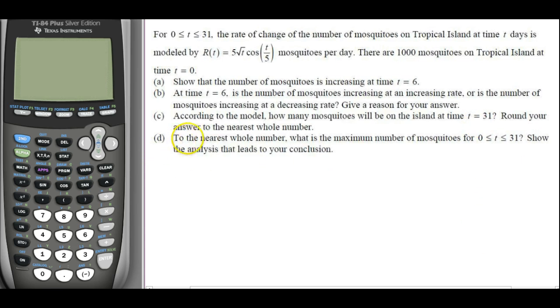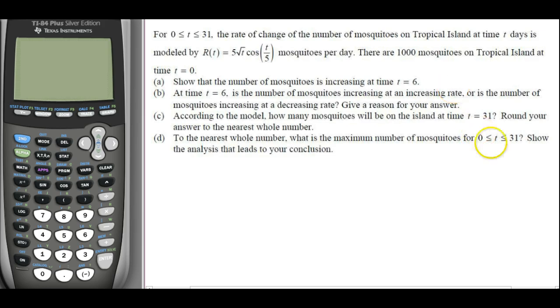And finally, part D. To the nearest whole number, what is the maximum number of mosquitoes for times t between 0 days and 31 days? Show the analysis that leads to your conclusion. So trying to figure out what was the maximum number of mosquitoes at a particular time on the island. What was the most amount there ever was? So we know how many mosquitoes there were on the island at time 0 to begin with. So this is a closed interval, so I would need to determine how many there were at time 0.